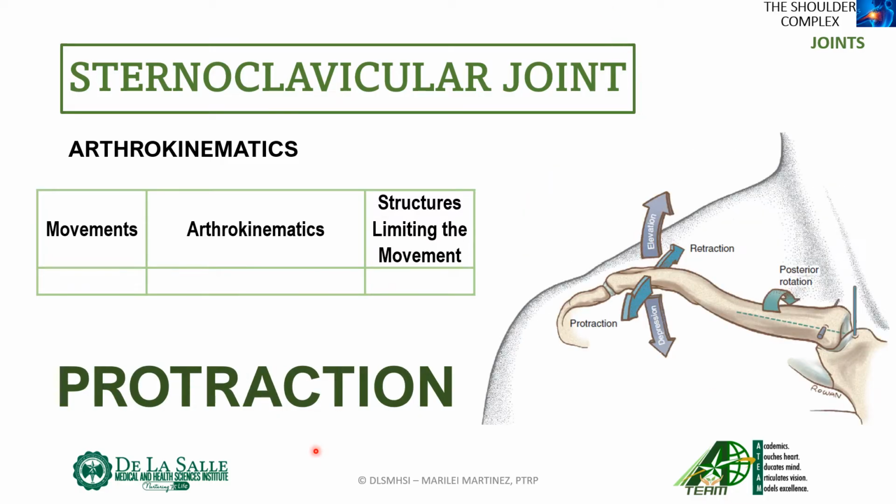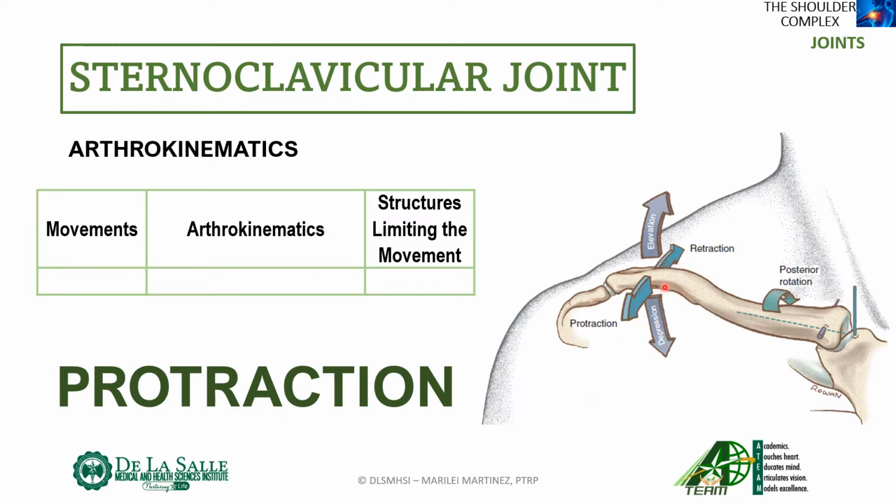Next, protraction and retraction. Protraction and retraction happen in the transverse plane. Therefore, it is the concave articulating surface of the clavicle that is moving over the fixed convex articulating surface of the sternum, if it's open kinematic chain. So we are to follow the same rule now. First, protraction. So this is your protraction.